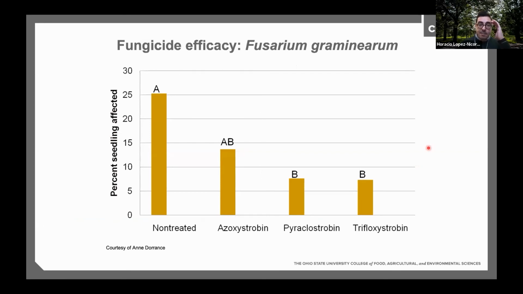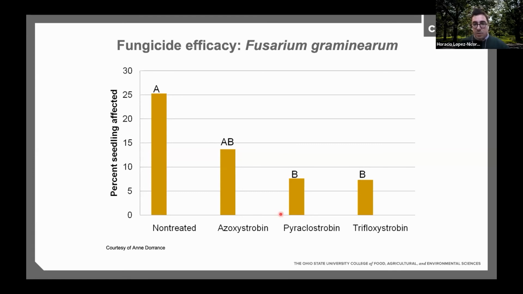So, some data that Anne shared with me is this one, where they're testing fungicides for true fungi, and we're going to talk a little bit about what that means. Essentially, they grab seedlings, inoculate with Fusarium graminearum, and then see the percentage of seedlings affected. When there's no treatment at all, the percentage of seedlings affected is very high compared to when we actually use a product that can control a true fungus.